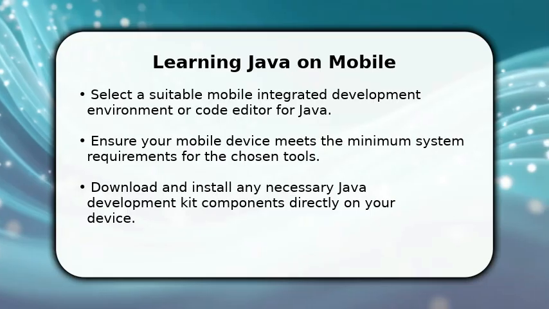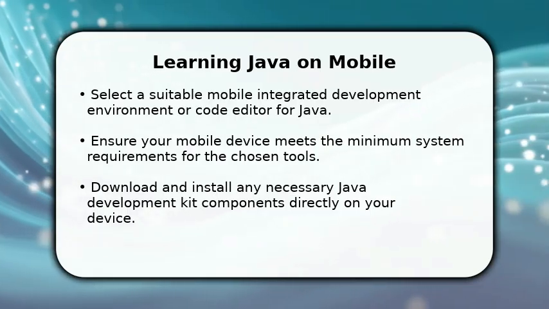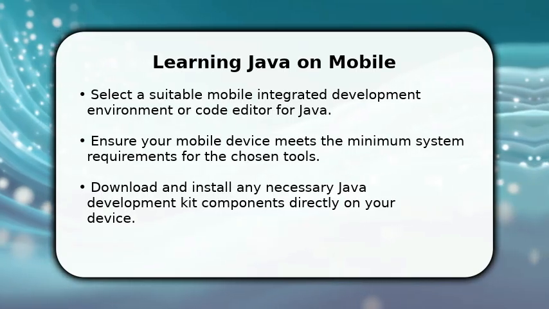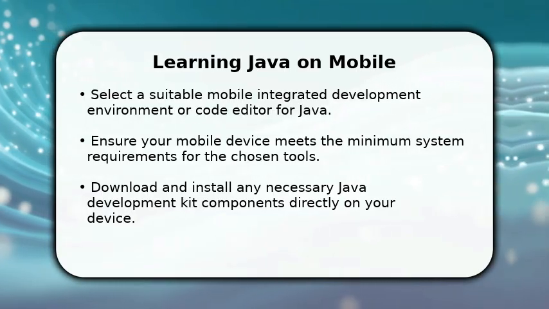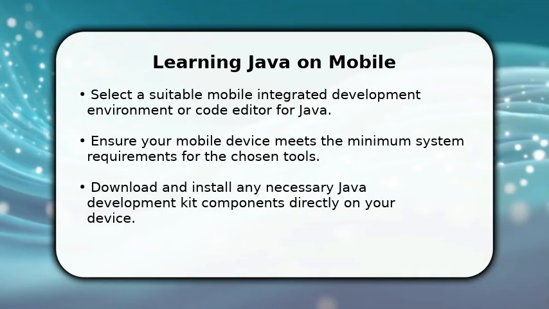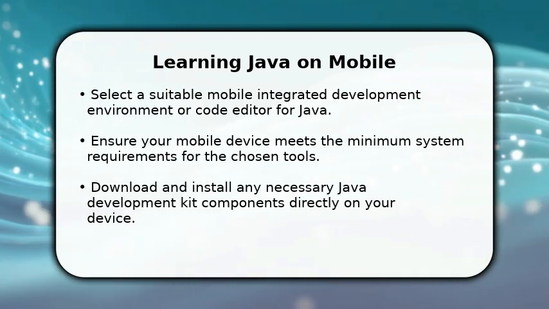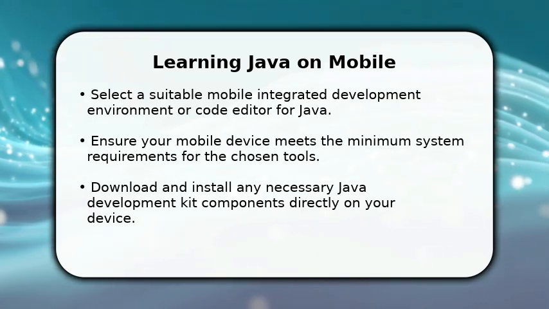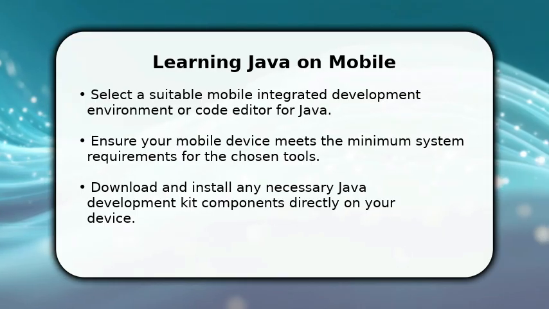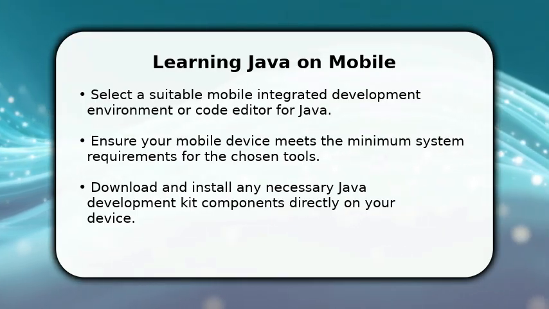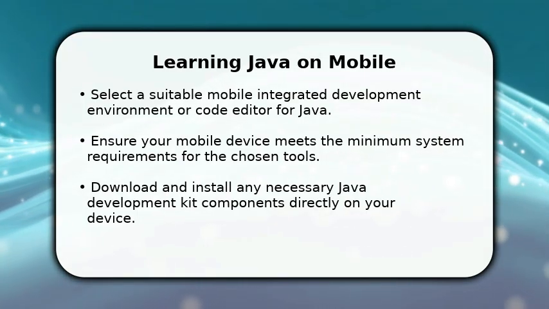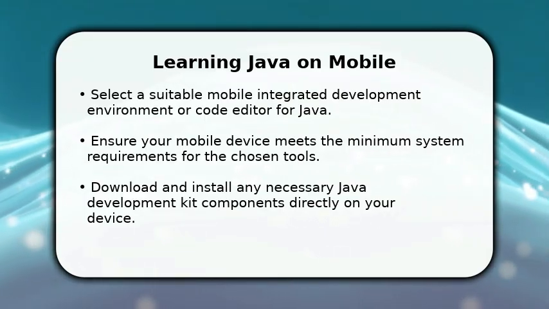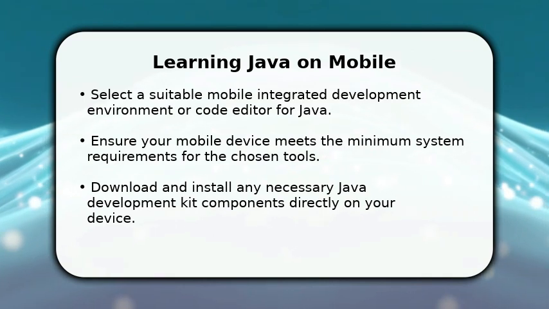In this video, I will explain how to learn Java on mobile. First, select a suitable mobile integrated development environment or code editor for Java programming. Next, ensure your mobile device meets the minimum system requirements for these tools. Finally, download and install any necessary Java development kit components directly onto your device. This initial setup is crucial for a smooth learning experience, allowing you to write and run code efficiently from anywhere.